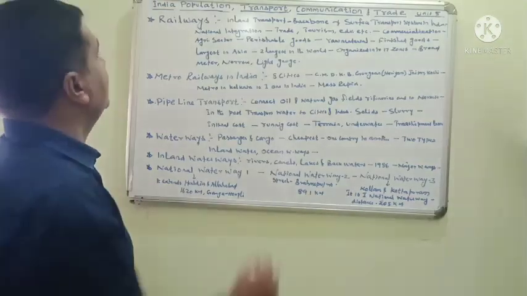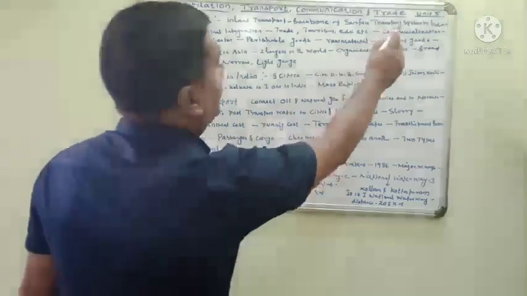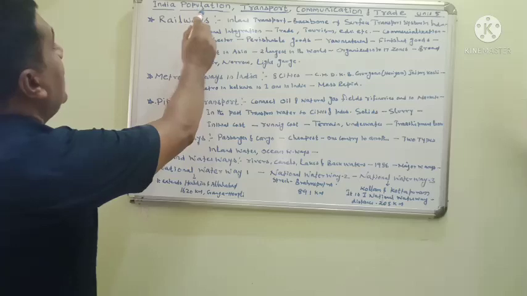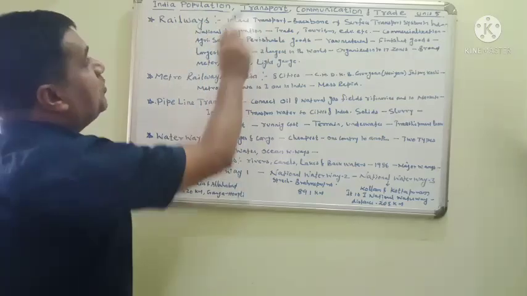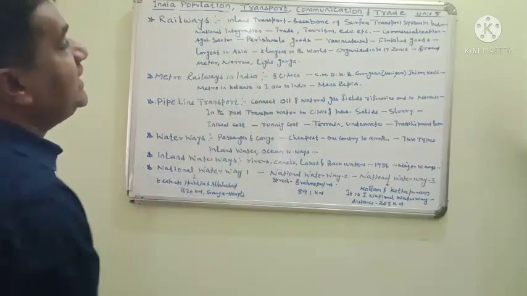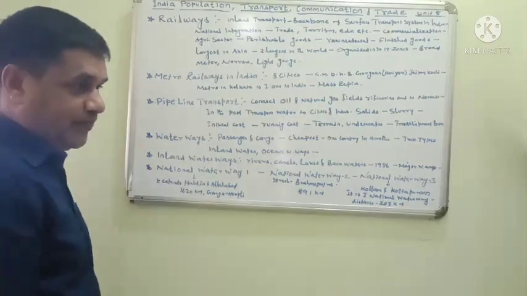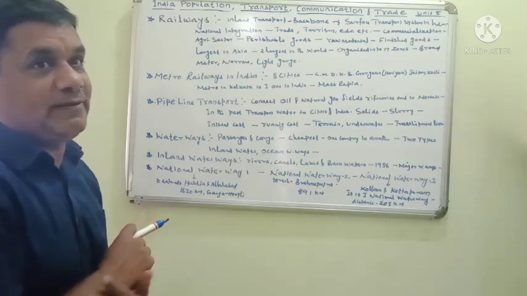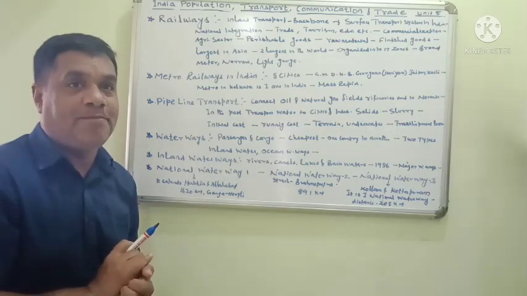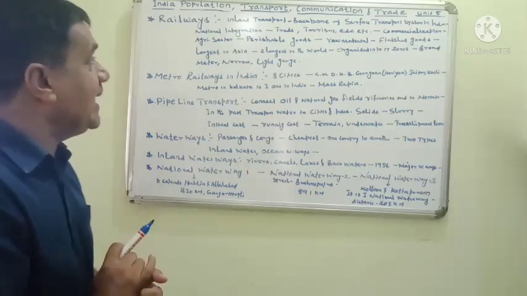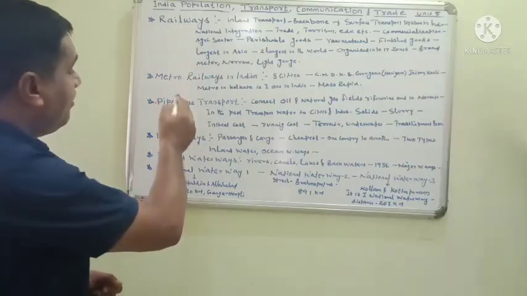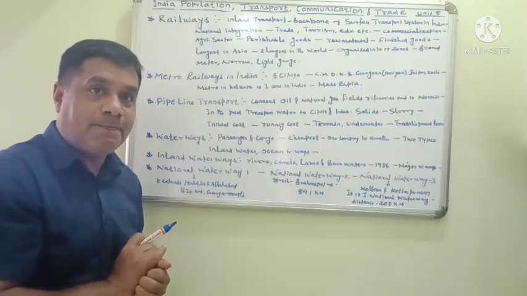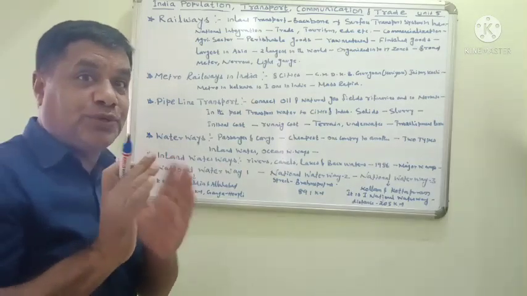Today, Geography, Unit 5, India population, transport, communication and trade. Yesterday, we saw classification of roads, the roadways. Today, the railways, pipeline and waterways we are going to see. Listen here carefully, students.